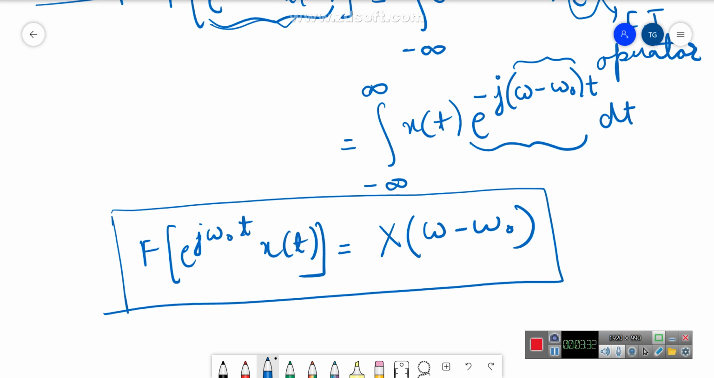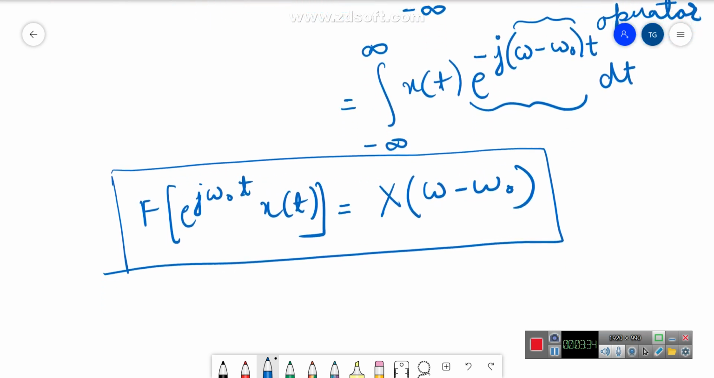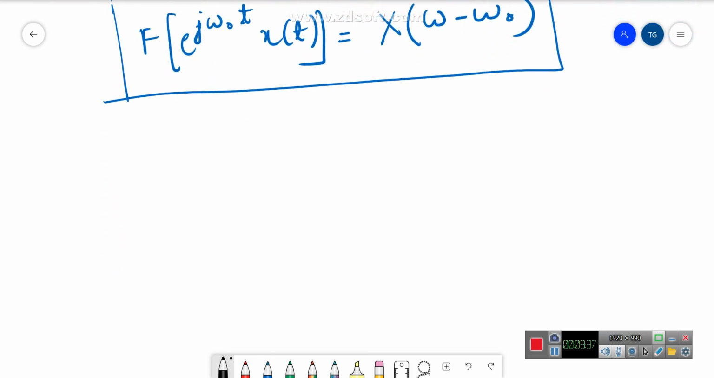We will see what is next. Next we will see what is the time reversal property.